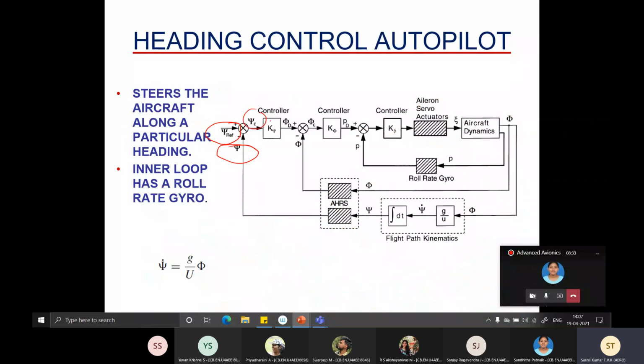Then you get this error, which gives the required bank angle from the controller, and then again you compare it with the present bank angle, you generate an error, and the controller again gives a command for the roll rate, p. So this is p desired, pd, and the present roll rate. Roll rate is sensed by the gyro, and then you have a loop here. Basically, you're trying to deflect the ailerons, which is going to result in the aircraft banking.